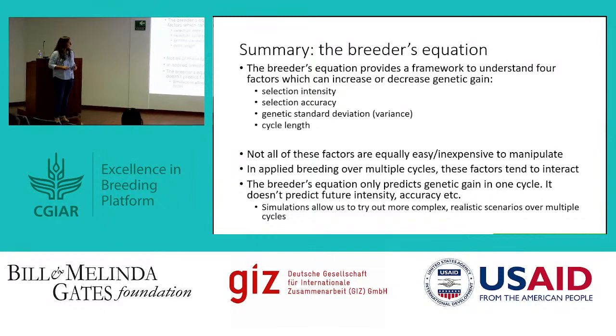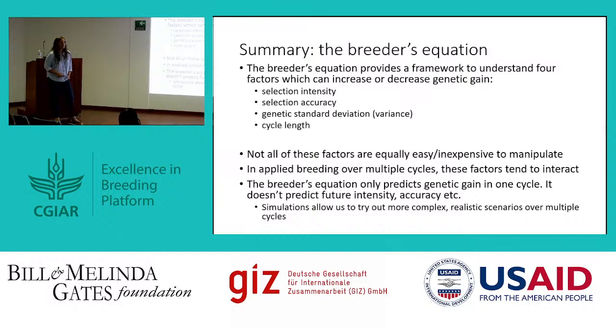So these are four factors which can increase or decrease the rate of genetic gain in your population. They're not all equally easy or inexpensive to change or manipulate, and we'll talk about which ones are. The factors do tend to interact. There are often trade-offs among them in practice, which we'll look at. And of course, the breeder's equation is just something to predict simply one future cycle.